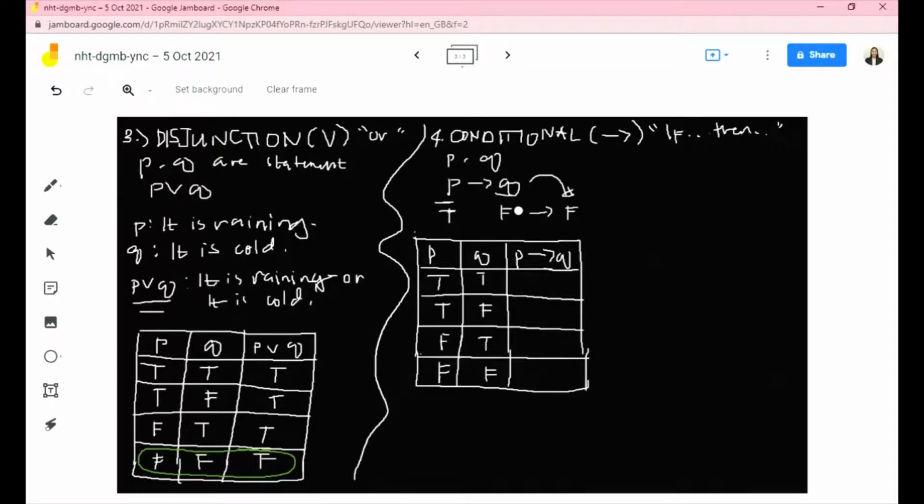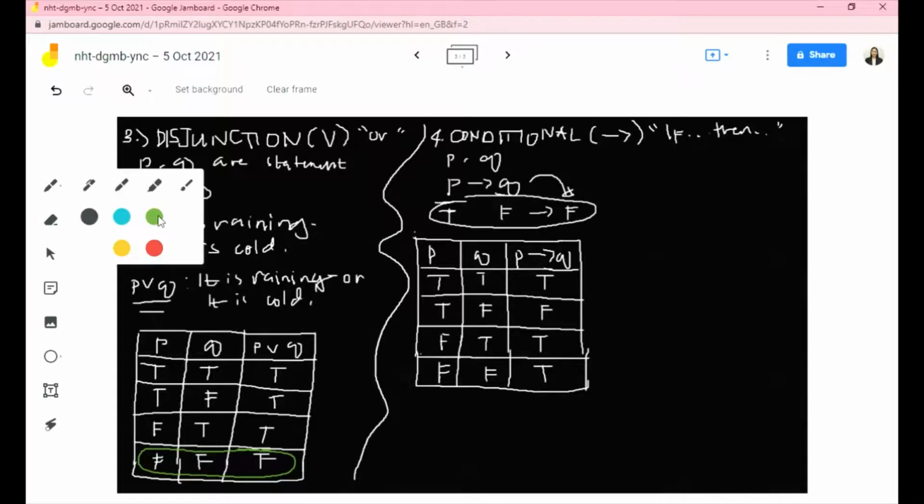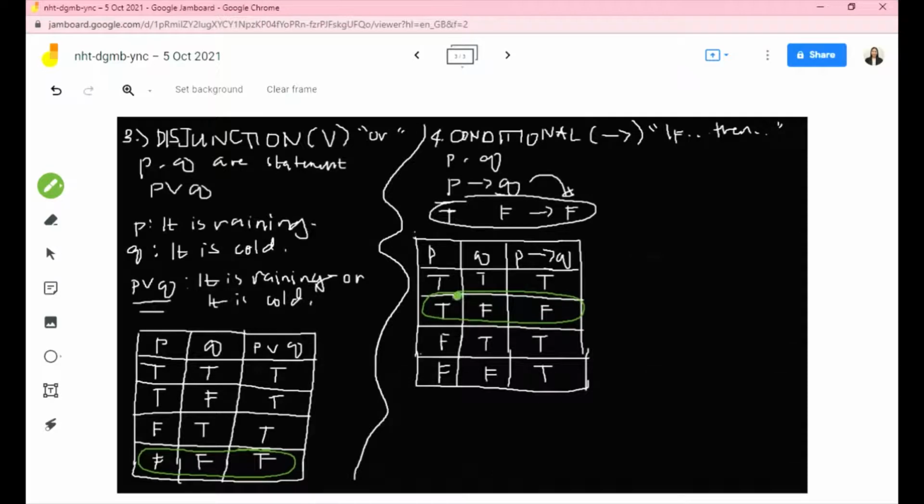Don't forget, this is the only reason that your P implies Q will be false. Okay? T implies T, that is true. T implies F, right? It's the same with this case, so it is false. False implies true, that is true, and false implies false, that's still true. Now you see there can only be one reason for your P implies Q to be false, and that is when your antecedent is true but your consequent is false.